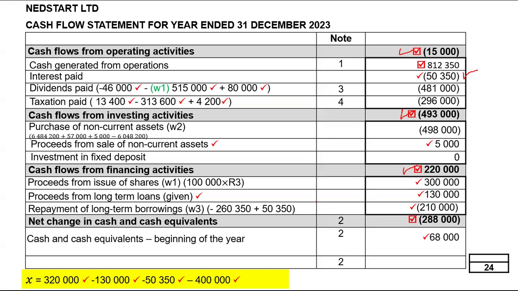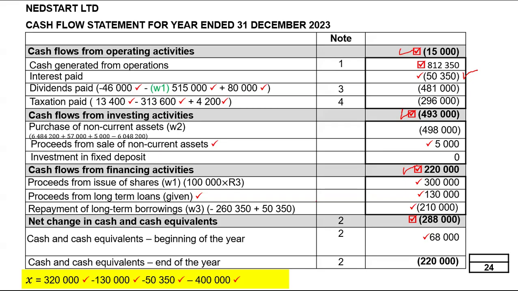So what was the balance at the end of the year? Note that the net change is that we had a cash outflow of 288,000 and it moved from positive 68,000. So it means that it went down to 220,000. How did I get that 220,000? I simply took 288,000 and I subtracted the 68,000. So you take your net change in cash and cash equivalent, you minus your cash and cash equivalent at the beginning of the year. It'll give you your cash and cash equivalent at the end of the year.